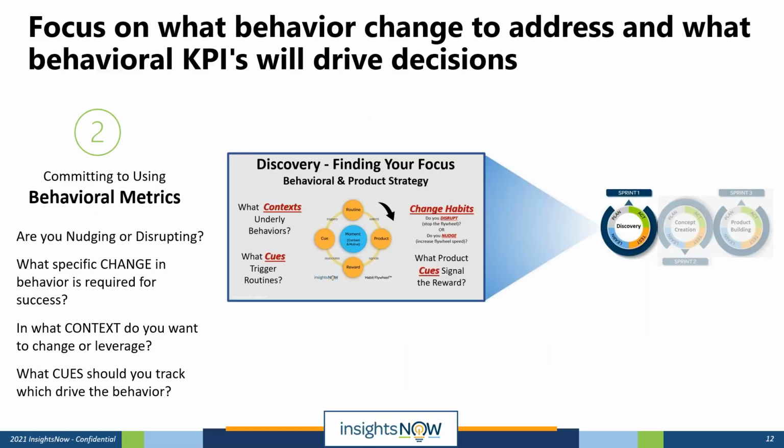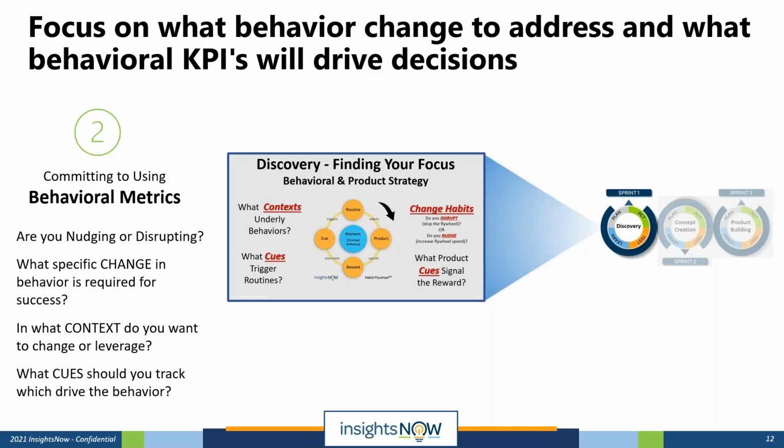Now, the second essential is committing to behavioral metrics. In terms of committing to behavioral metrics, at the very beginning of the discovery process, your innovation process, you need to be asking yourself what types of behaviors you want. One of the simplest things to ask is, are we going to be nudging or disrupting people's behavior? Am I nudging existing behavior along, making it more frequent, more common, or am I disrupting something they're doing and trying to get people to do something new?